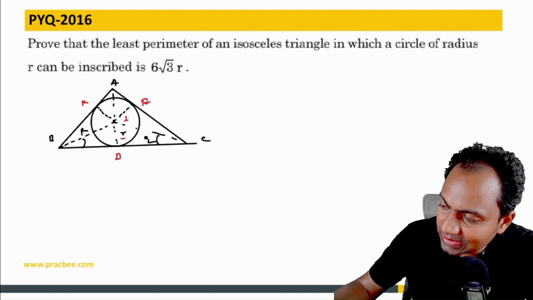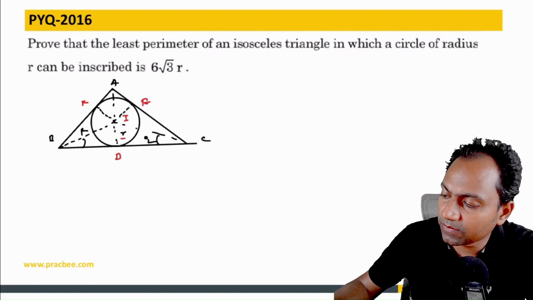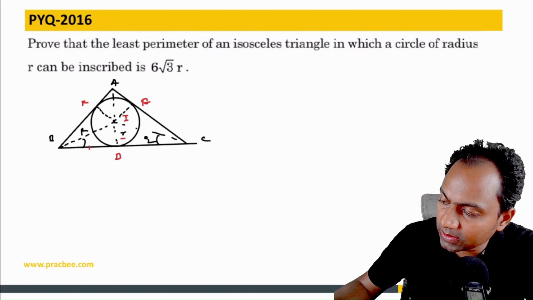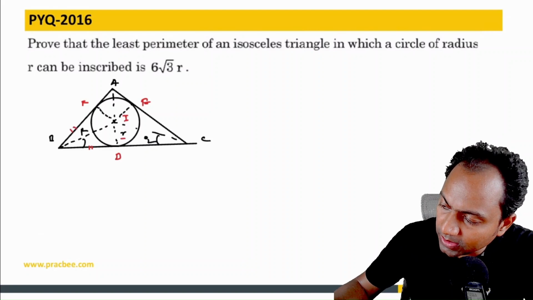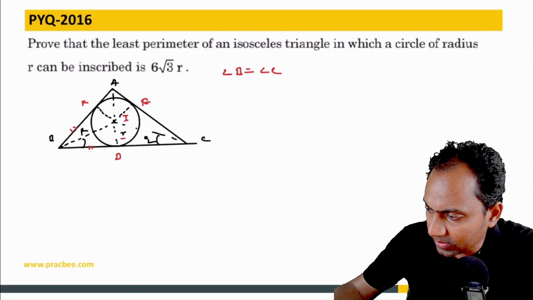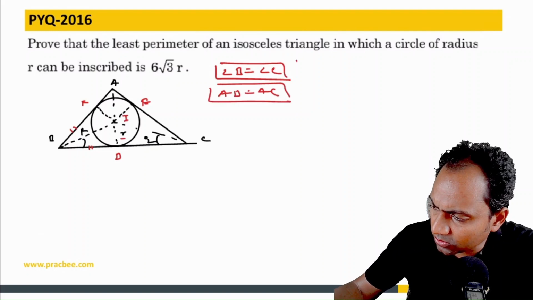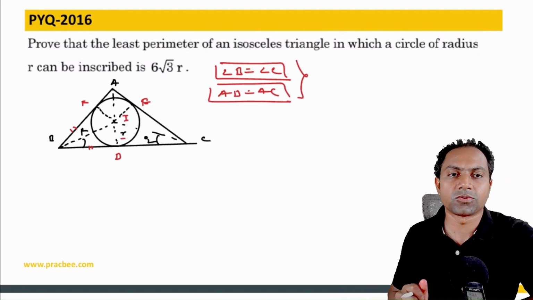If this center is I, then what we can observe here is, if I look into this side that is BD, this will be equal to nothing but BF. And since I am assuming here it is isosceles, angle B will be equal to angle C. Also, AB will be equal to AC. So these are the things that were given in the question.